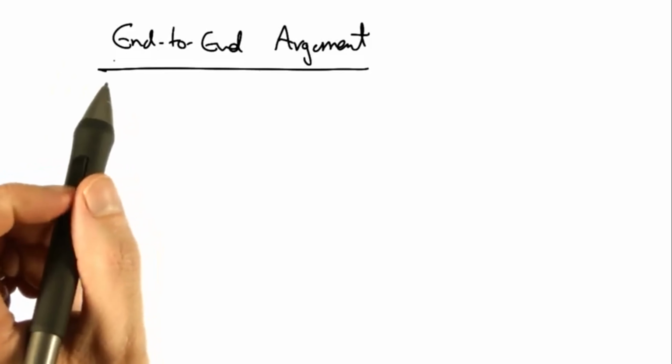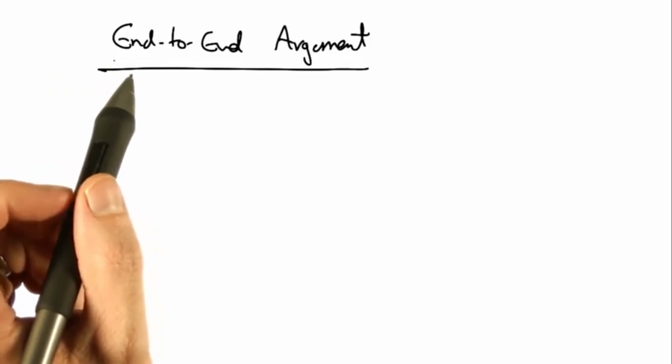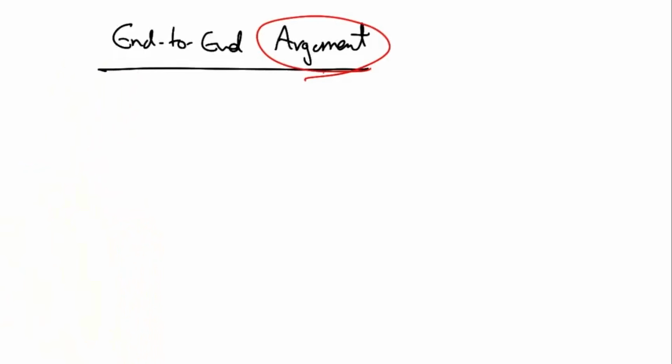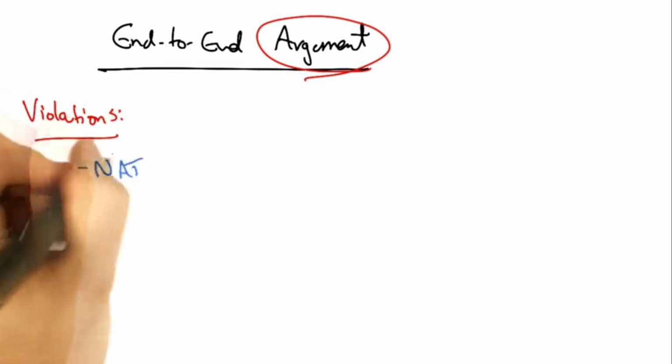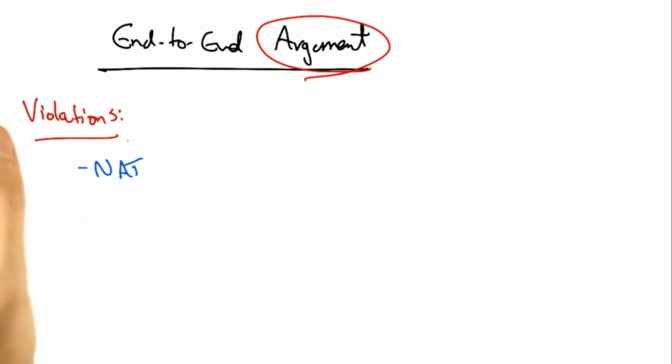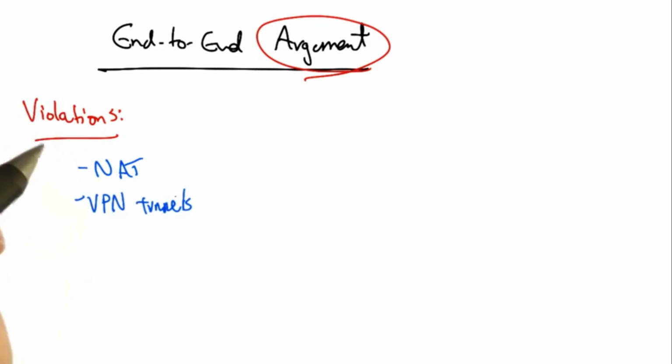Now, when talking about the end-to-end argument, it is worth remembering that the end-to-end argument is just that. It's an argument, not a theorem or a principle or a law. And there are many things that have come to violate the end-to-end principle. Network address translators, which we'll talk about in the next lesson, violate the end-to-end argument. VPN tunnels, which tunnel traffic between intermediate points on the network, violate the end-to-end argument.